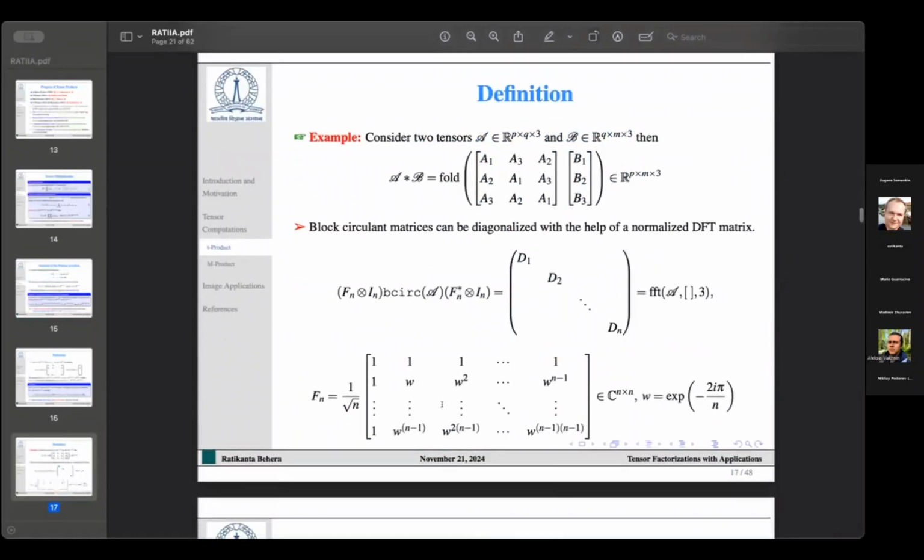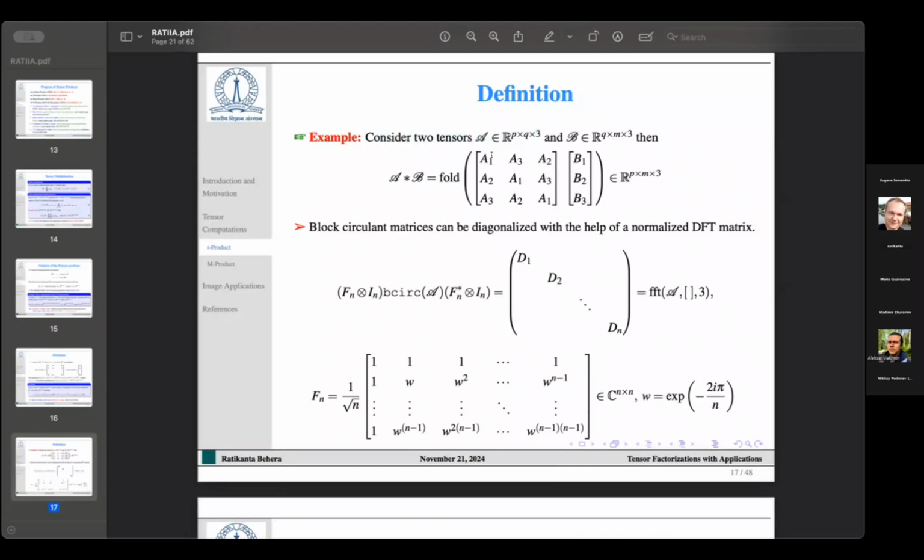Following this, suppose A is a third order tensor of size p by q by 3 and B is a tensor of size q by m by 3. Then AB we can write in this way. It is simply like a block matrix multiplication. People will ask, what is the benefit? We are just trying to make the tensor into a block matrix and multiply. No, it's not like this.